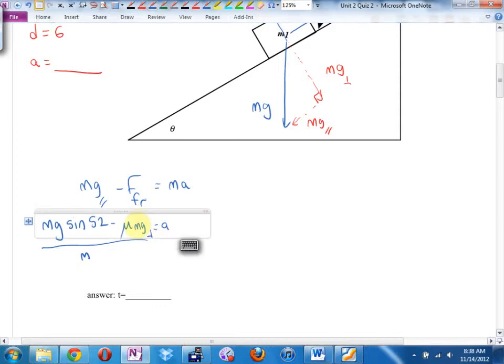And I'm running out of room. I normally wouldn't quite do all of this in one step on a quiz. I might try it in my homework, but on a quiz I'd show more work. But I'm running out of room. So it's going to be mg cos 52. That equals the acceleration. Yep.